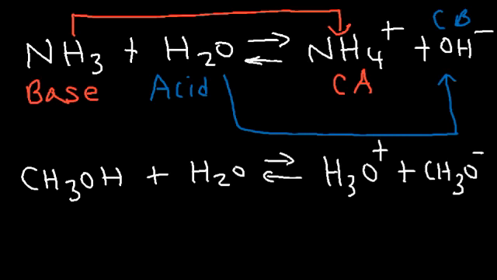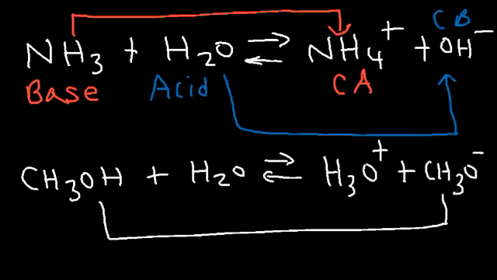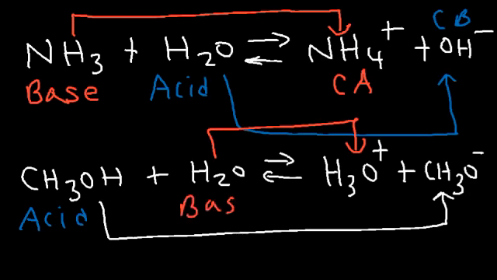So let's do the same thing for the one below. Methanol lost a hydrogen, so it's the proton donor, so it's the Bronsted-Lowry acid. Water gained a hydrogen, so it's the Bronsted-Lowry base, which means that H3O plus is the conjugate acid, and methoxide is the conjugate base.